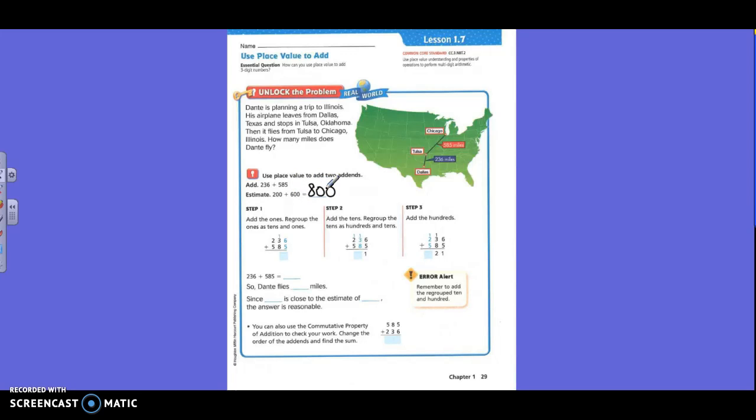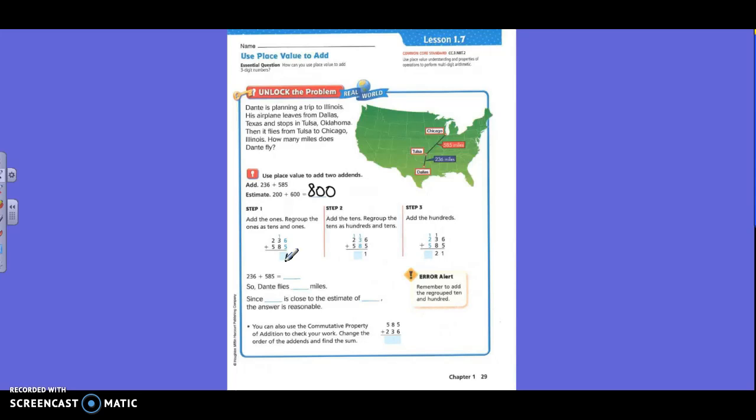Then step 1 is to stack and then add the ones places. So the two numbers in the ones place are 6 and 5, and 6 plus 5 is 11. So you keep the 1 in the ones place, and you put the 1 at the top of the tens, because you have 1 ten and 1 one. They carried that 1 over to the tens for you.